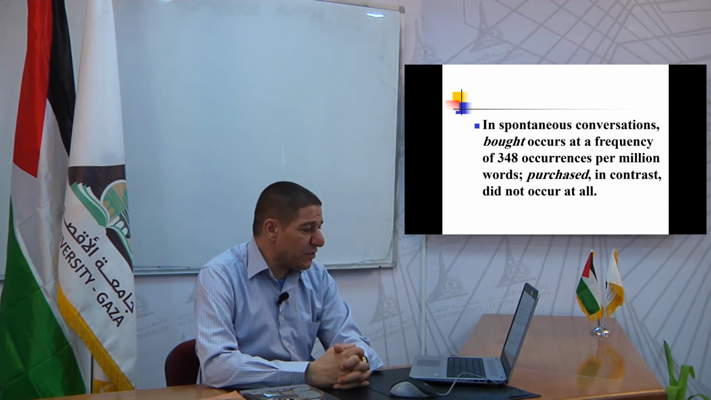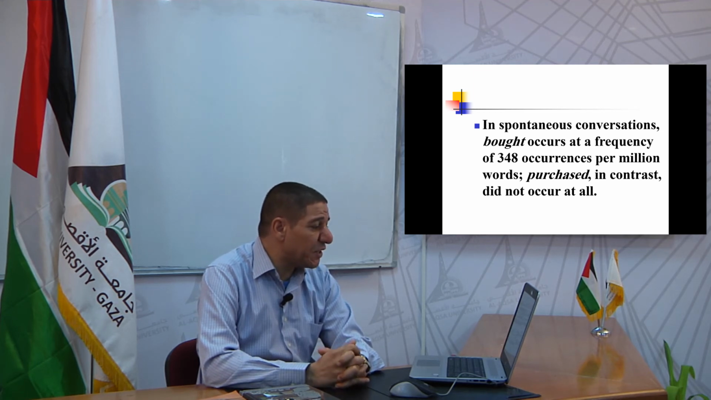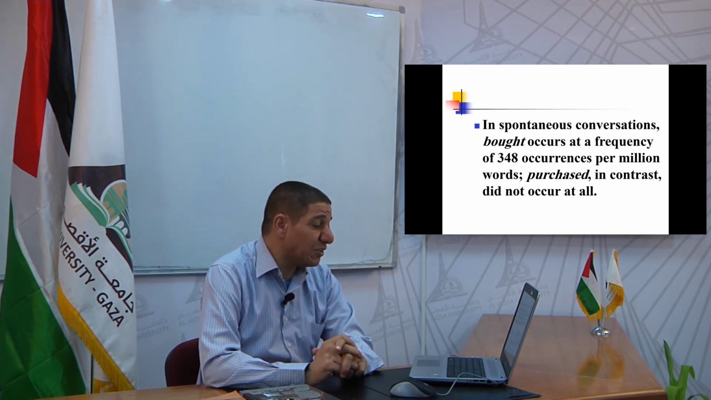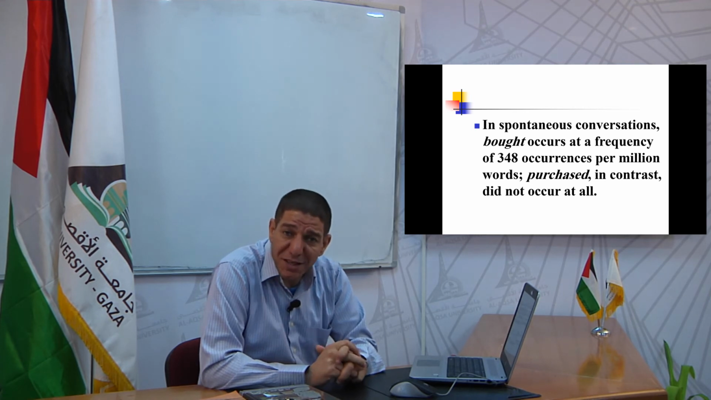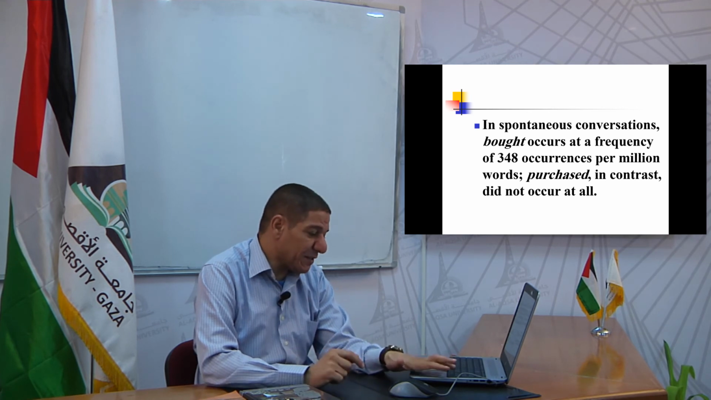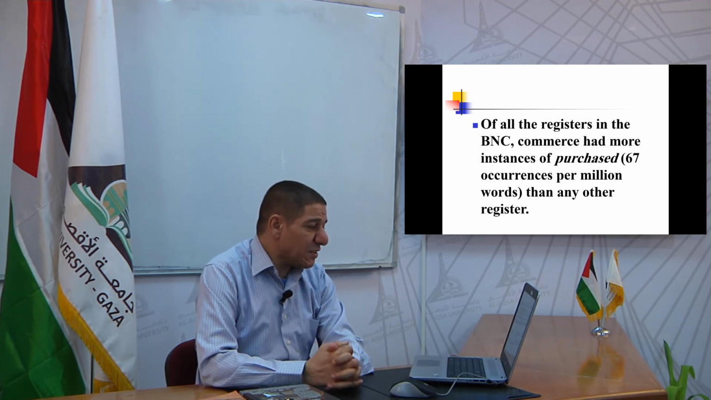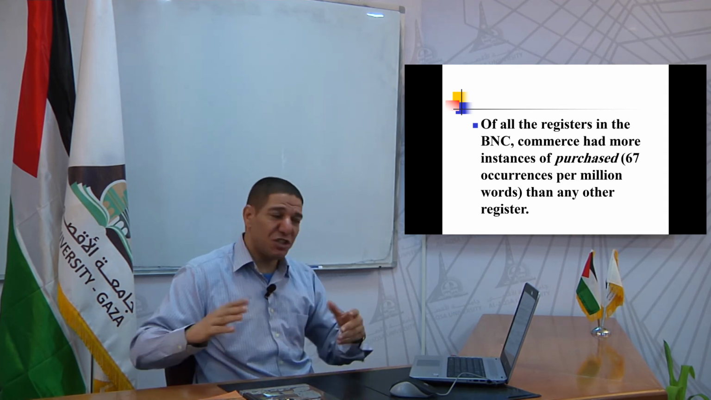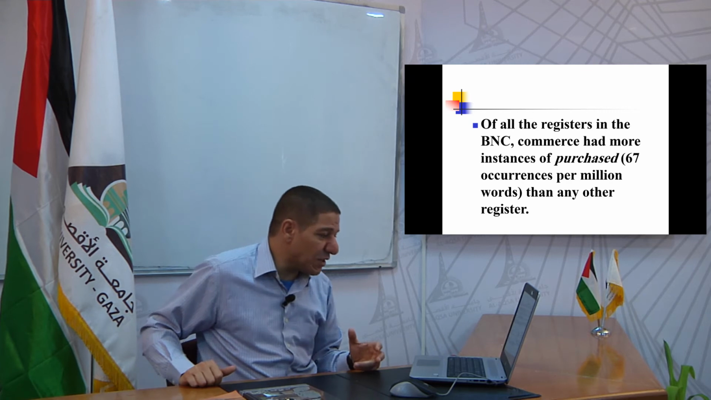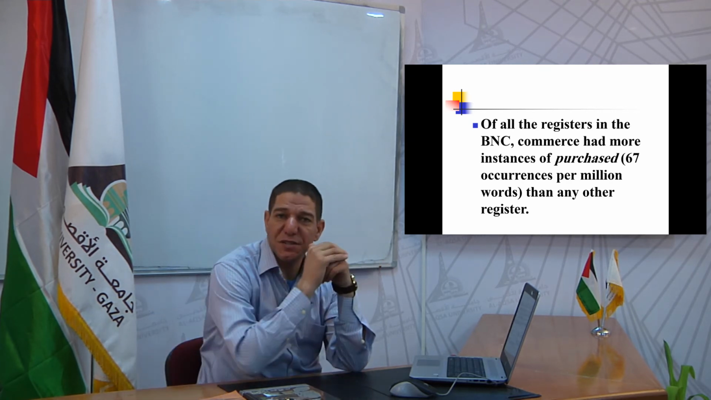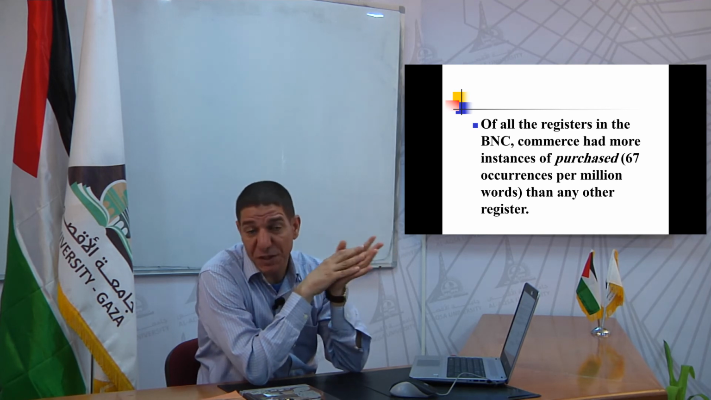In spontaneous conversations, bought occurs at a frequency of 348 occurrences per million words. Purchased, in contrast, did not occur at all. So buy is more frequent in English than purchase. Of all the registers in the BNC, commerce had more instances of purchase, 67 occurrences per million words, than any other register. So purchase is a word used in the field of commerce.